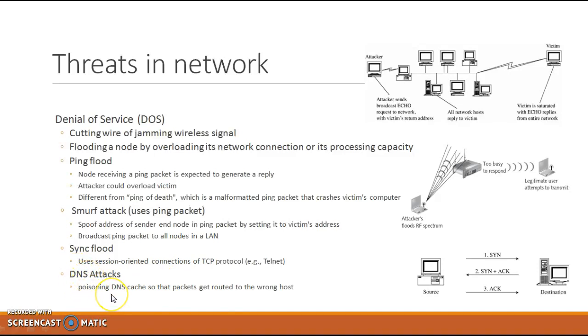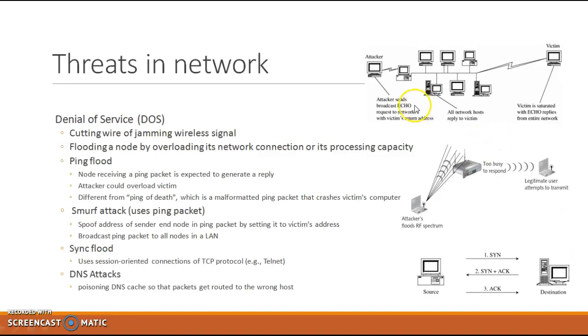There is another vulnerability which is called poisoning the DNS cache, so that the packets get routed to the wrong host. If I change the IP address of the university from 192.162.0.2 to some other IP address, like 192.162.0.5, let's suppose, it means it cannot find the target website. It will redirect you to the wrong website. That is called the DNS attack.